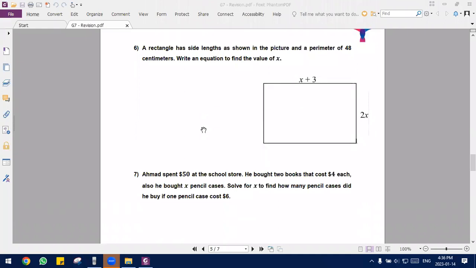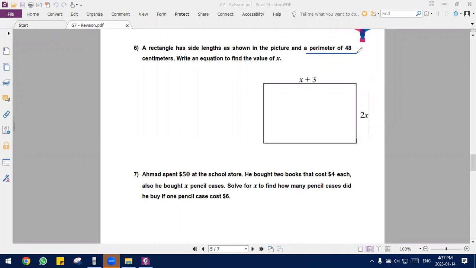Okay, now we have writing the equations and then solving some of them. In this question, they said the rectangle has side lengths as shown: x plus 3, this is the length, and the width is 2x. And they give me the perimeter.